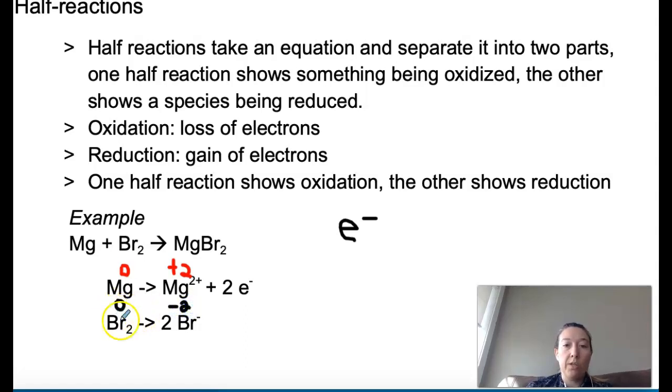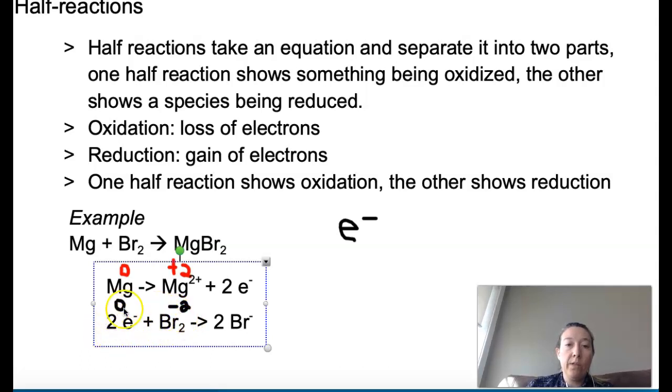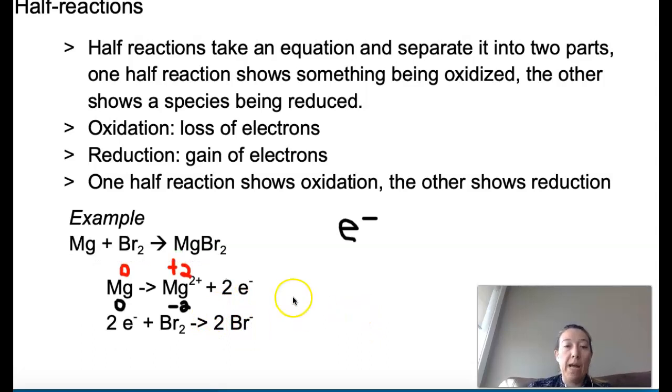So now my charges are 0 and -2. So I still need 2 electrons, but in this case, I need to put them over on this side. Okay, and now this results in me having 2 negatives on this side and 2 negatives on this side. So now it's balanced, okay?